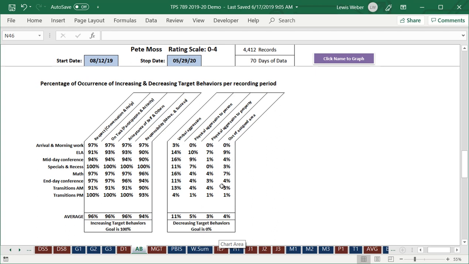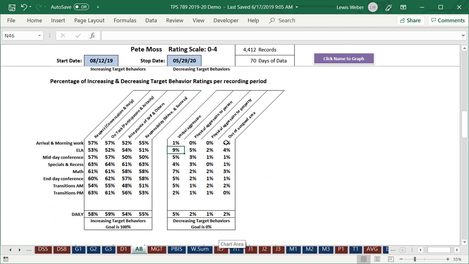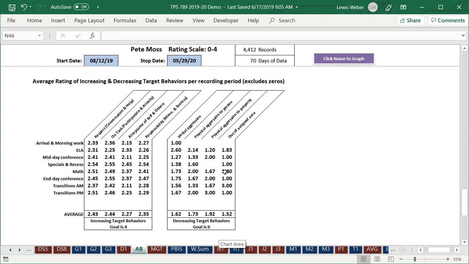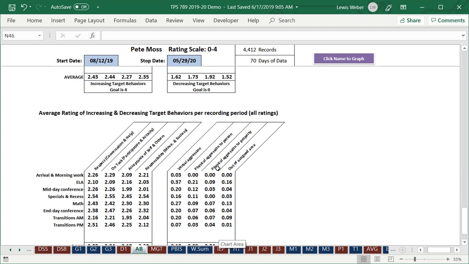That's my first stop. After that, I look at percentages of increasing and decreasing targets, or I look at these two at the bottom here, which are the averages without the zeros and the averages with the zeros, all ratings. Okay, that's the A, B. We're going to look at one more series, and then we'll put a bookmark in this, because it's going to end up getting too long.